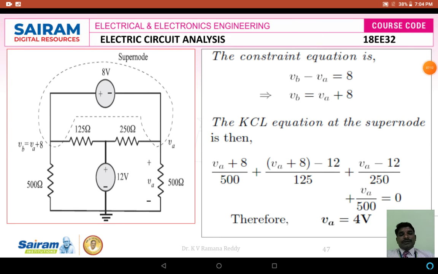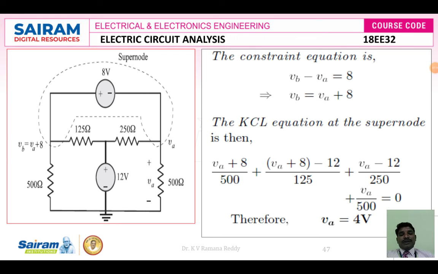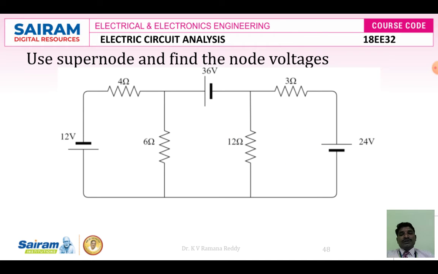Next. So by solving this circuit, we got that VA is equal to 4 volts. Next, one more problem. Use supernode and find the node voltages for the circuit shown in the figure.